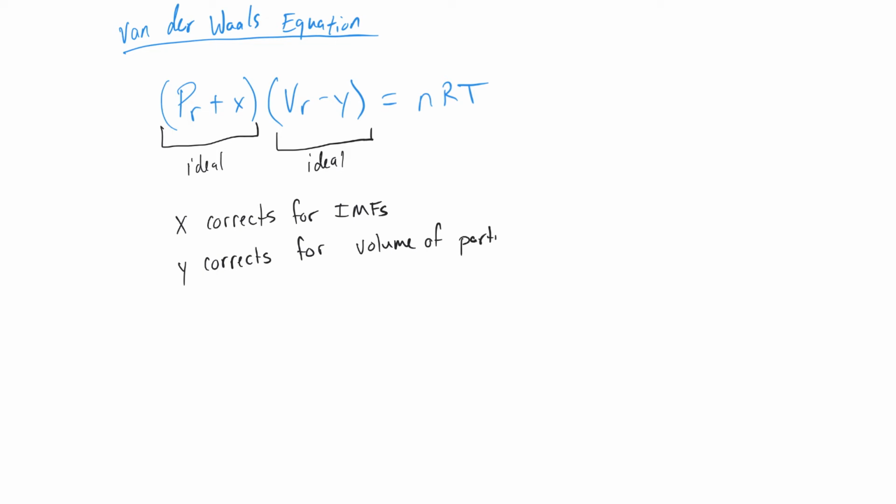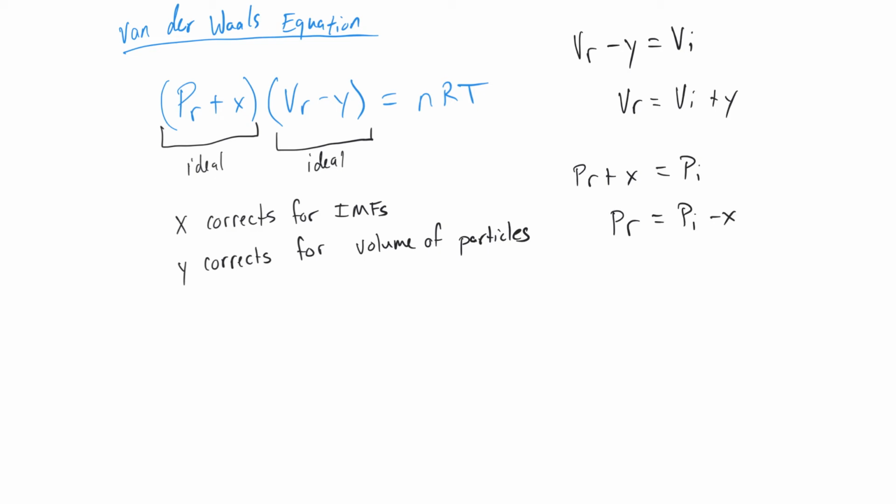And so, as we kind of break this down a little bit, we see that the real volume minus the correction factor is going to give us the ideal volume. Or if we rearrange that, then the real volume is the ideal volume plus the correction factor. Same thing is true with pressure. And so the real pressure is always going to be less than the ideal pressure, and the real volume will always be greater than the ideal volume.